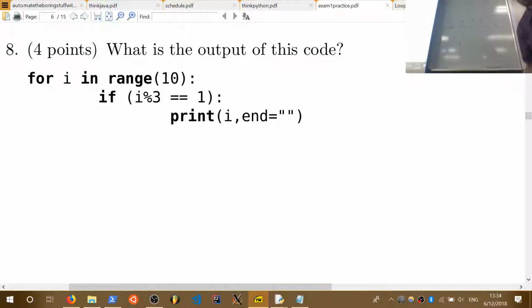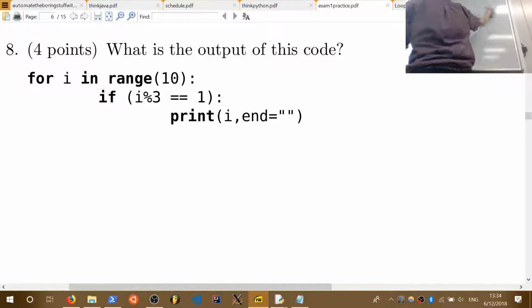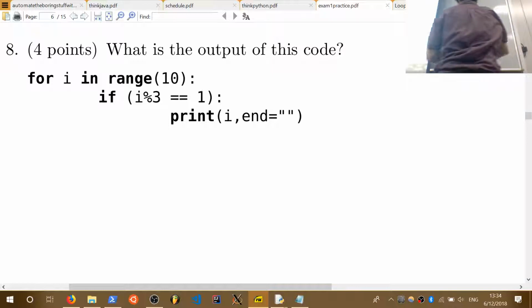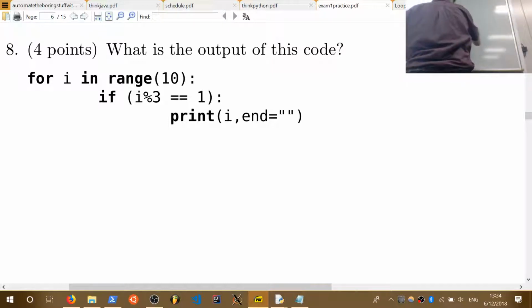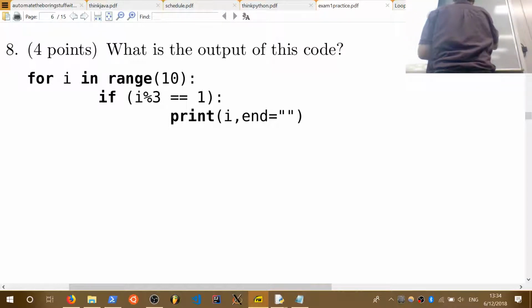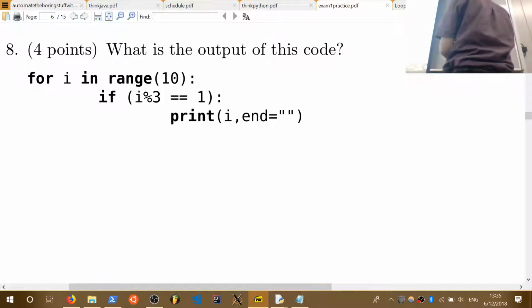Right, let's write them down on the board. What are the possible values for i? i's values are in range 10, so it is 0, 1, 2, 3, 4, 5, 6, 7, 8, 9. There's a lot of different approaches you can use for this kind of problem. So which one of these?